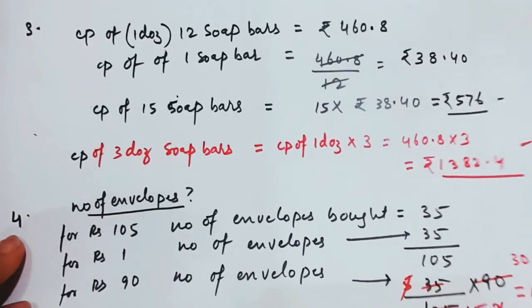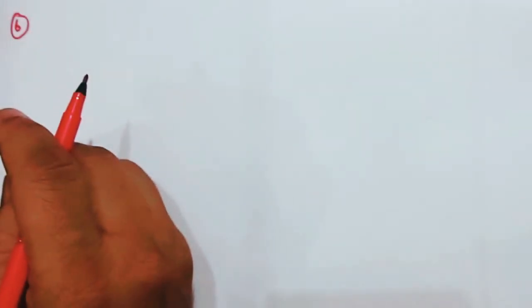Number 5, the cost of 8 cans. Oh, come on, this is number 5. I am not going to do it. I'll do number 6. For rupees 378, 9 cans of juice can be bought. How many cans of juice can be bought for rupees 504?